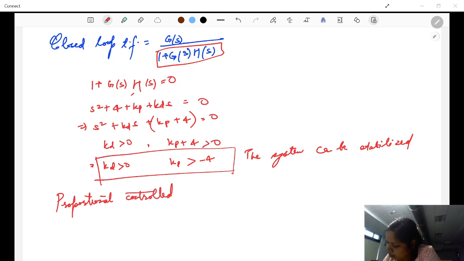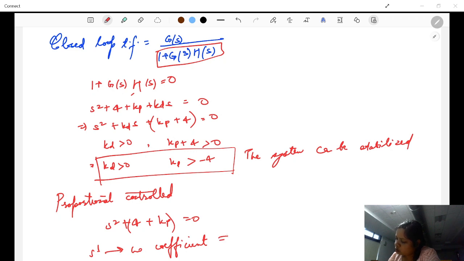So what you will have is the characteristic equation: s square plus 4 plus kp is equal to 0. You can see that there is no coefficient for s to the power 1. It is not non-zero, it is actually 0. So the coefficient for s to the power 1 is 0. That means that the system is not stable. So you won't be able to stabilize with the help of a proportional controller.